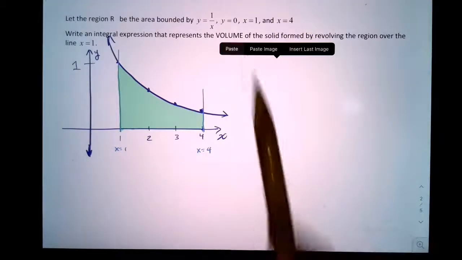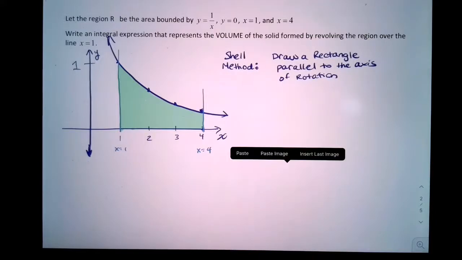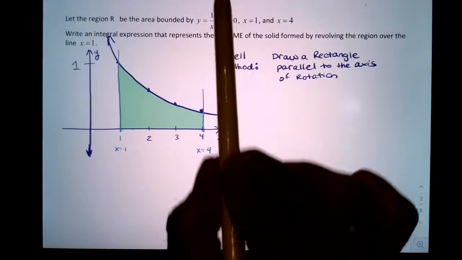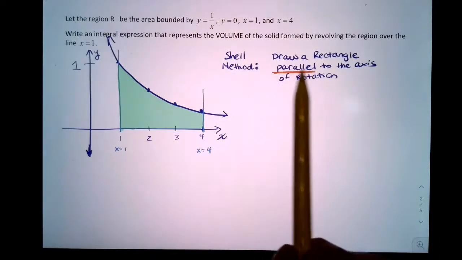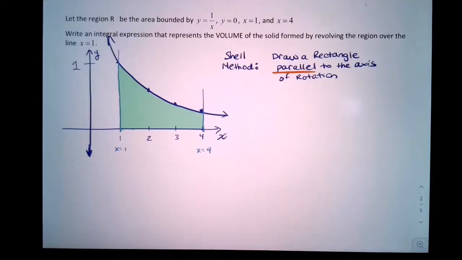So let's take a look at what the shell method is. So the shell method, what I'm going to do is I'm going to draw a rectangle parallel to the axis of rotation. That's different because for disk and washer, remember, it's perpendicular. And whether it's touching or not touching, that's what distinguishes disk from washer. Here in the shell method, we're going to totally change our frame of reference, and we're going to draw that rectangle parallel to the axis of rotation. Now, that is going to create a different geometric shape. It is going to create a cylindrical shell.